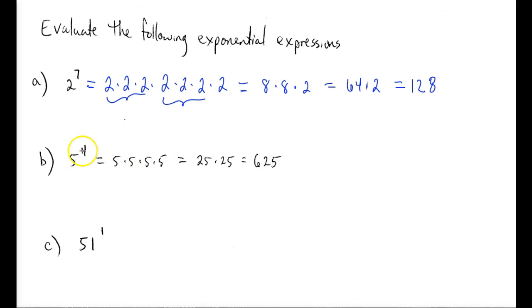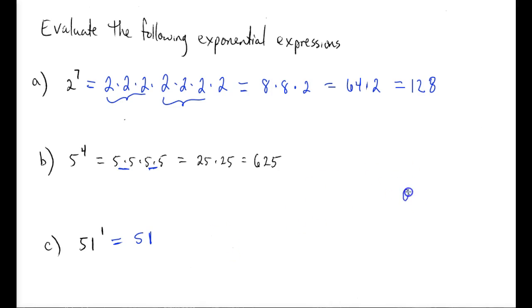So 5 raised to the 4th is just 5 times 5 times 5 times 5. And we know that 5 times 5 is 25. And if we multiply 25 times itself, we get 625. In the next example, 5 raised to the 1, anything raised to the power of 1 is just itself, okay?